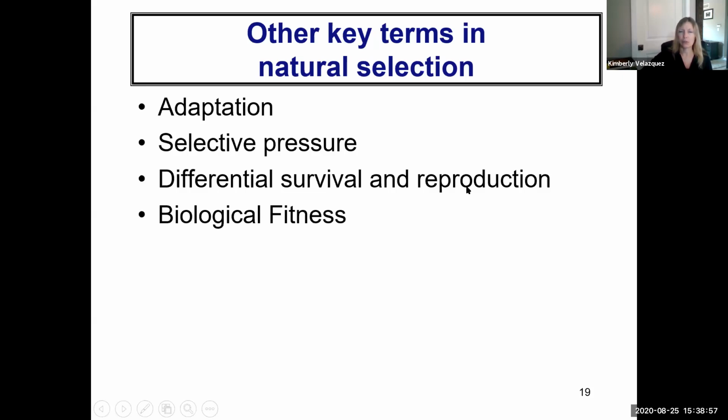Differential survival and reproduction. Some individuals are going to survive and reproduce more. And that increase in reproduction, we call biological fitness. So in biology, what we call fitness isn't how fast you can run or how strong you are, it's how many babies you have. So whoever has the most offspring has the highest biological fitness.